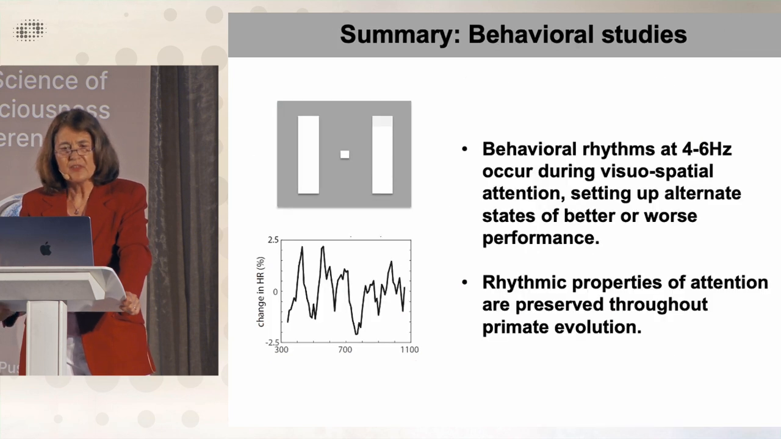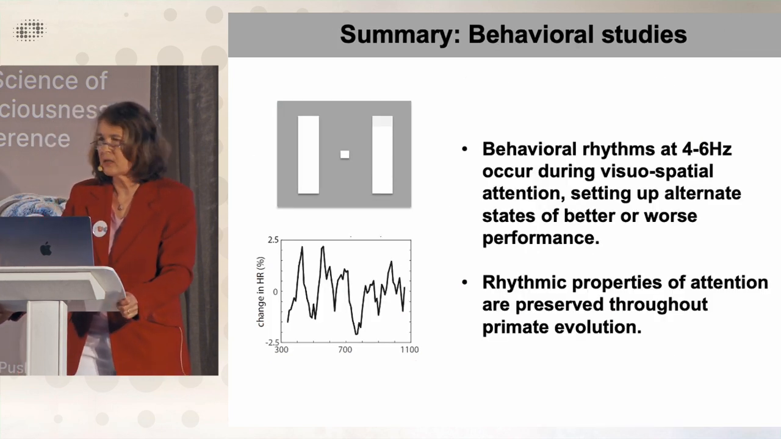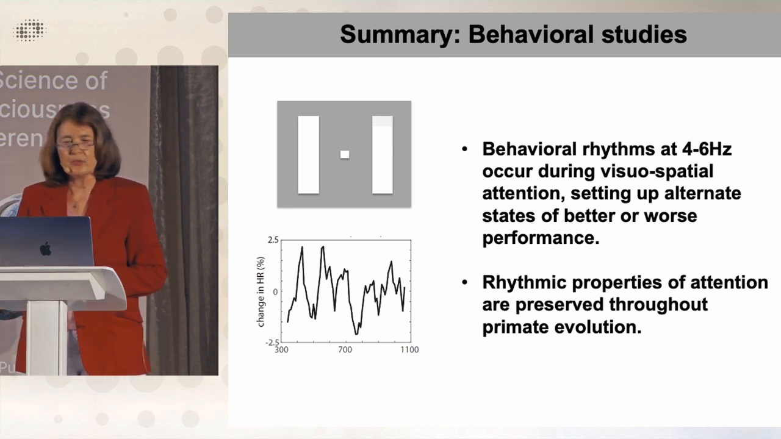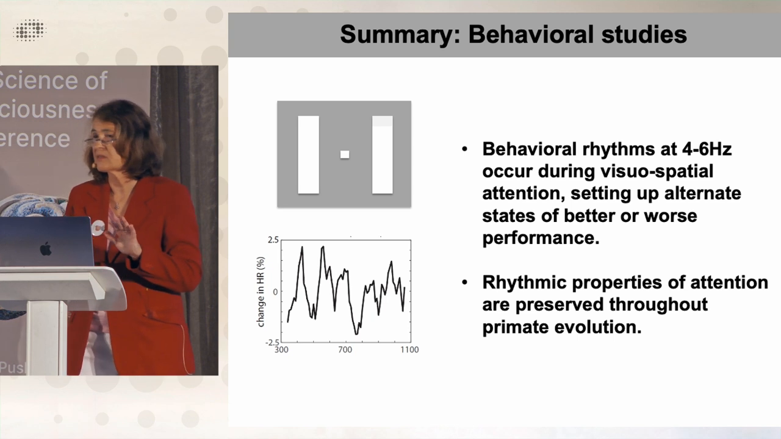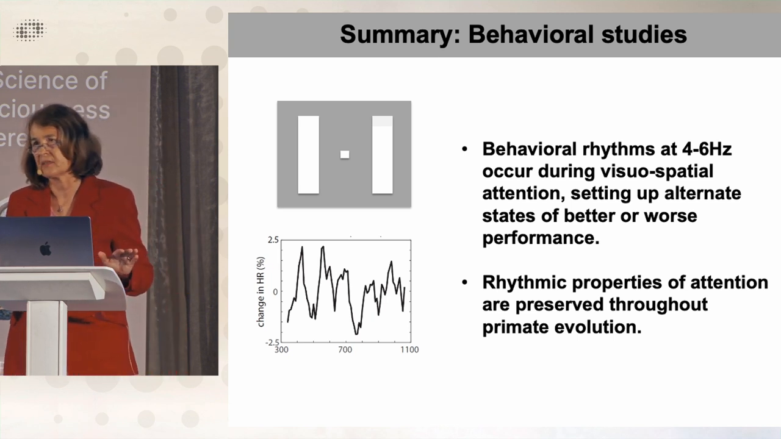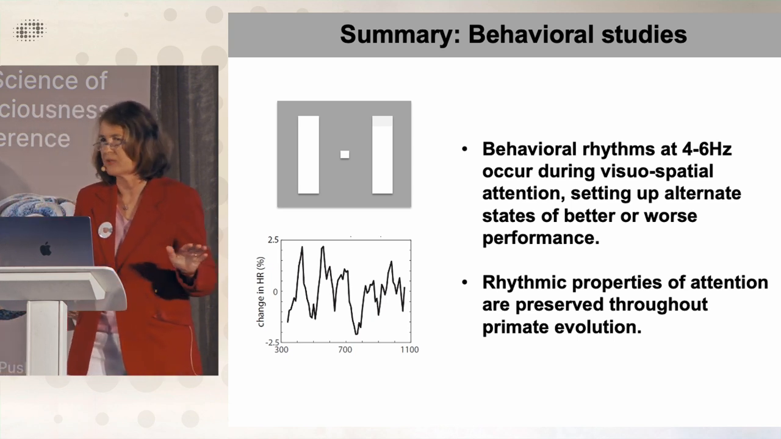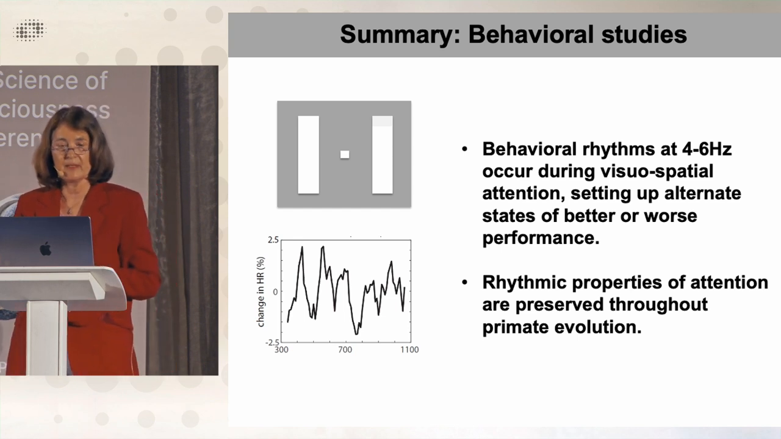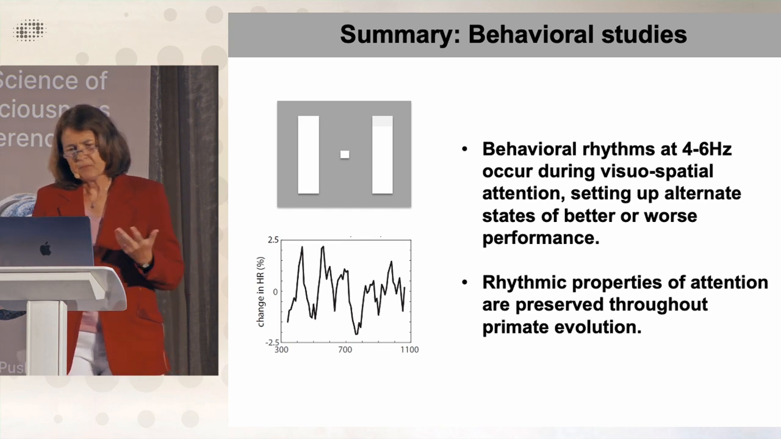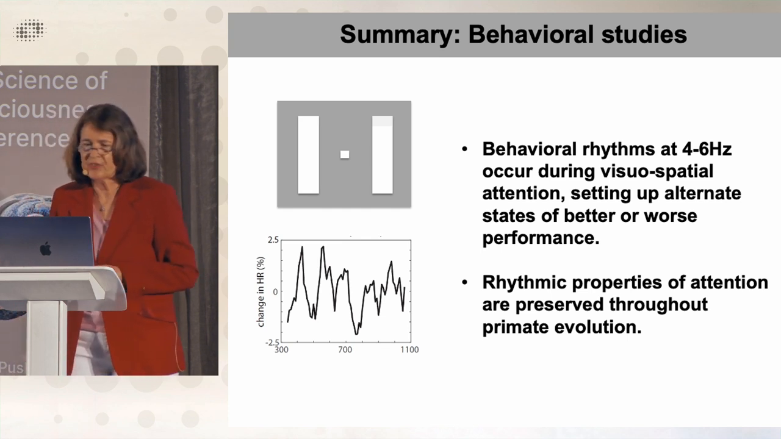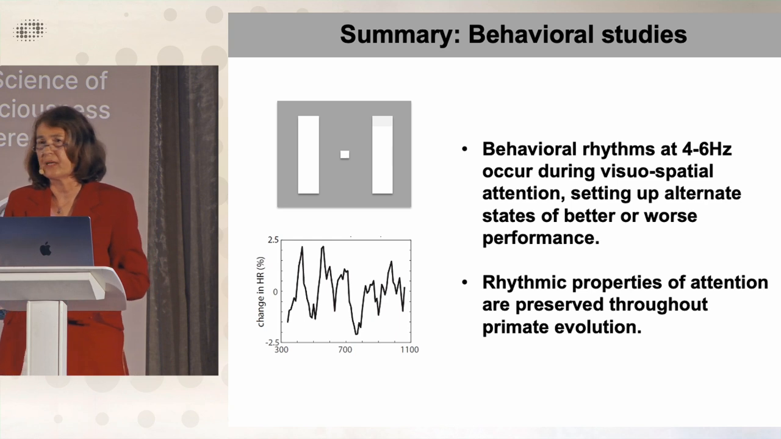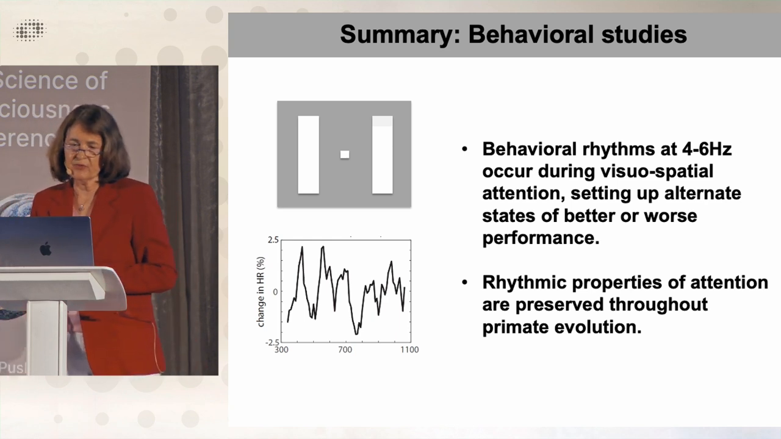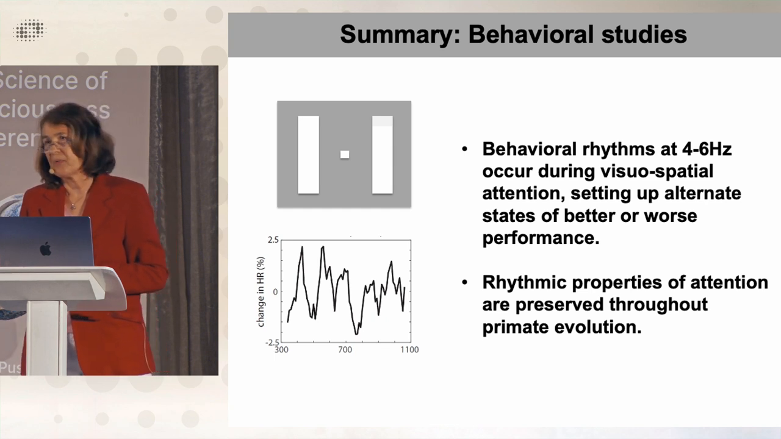So let me just briefly summarize this part of my talk. I've shown you that there are behavioral rhythms at 4 to 6 hertz that occur during visual spatial attention, and this is not specific to this task. You can measure that in any spatial selection task that has been probed to date. And these behavioral rhythms seem to set up alternate states of better or worse performance. And this rhythmic property of attention is preserved throughout primate evolution.